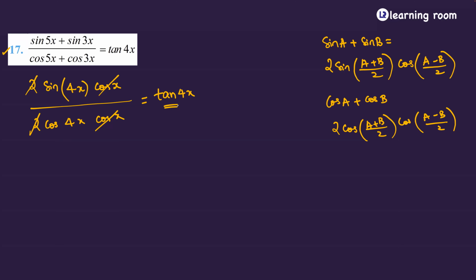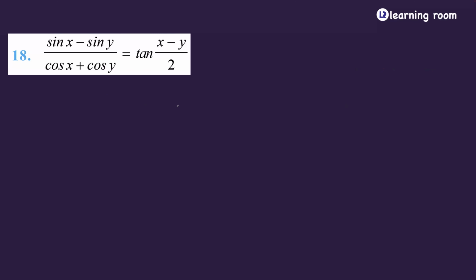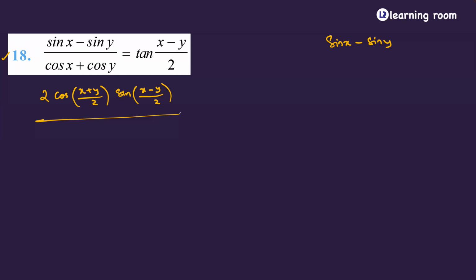Shall I proceed? So the next question is sin x minus sin y by cos x plus cos y is equal to tan of x minus y divided by 2. So we know the formula for sin x minus sin y. Right. I'll directly write it. It is going to be 2 cos of x plus y by 2, sin of x minus y divided by 2, the whole divided by cos x plus cos y, which will be 2 cos of x plus y by 2 cos of x minus y divided by 2, right?